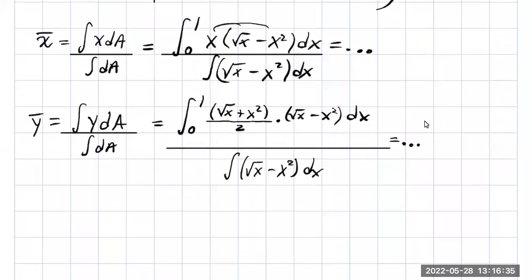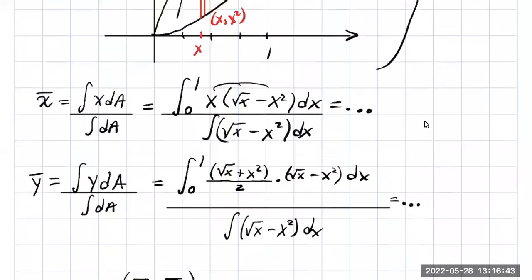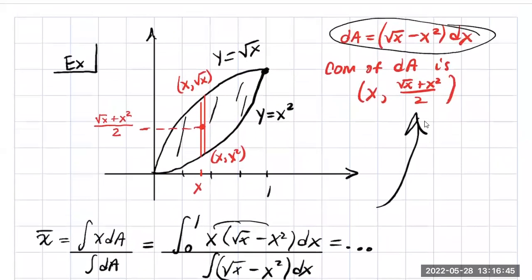Now, what you'll get, of course, like we said before in the previous example, you're going to get an ordered pair, and that ordered pair will give you the centroid, or the balancing point of this region right here. Okay, so I will say this. I'm going to leave the calculations to you, but I will say this.